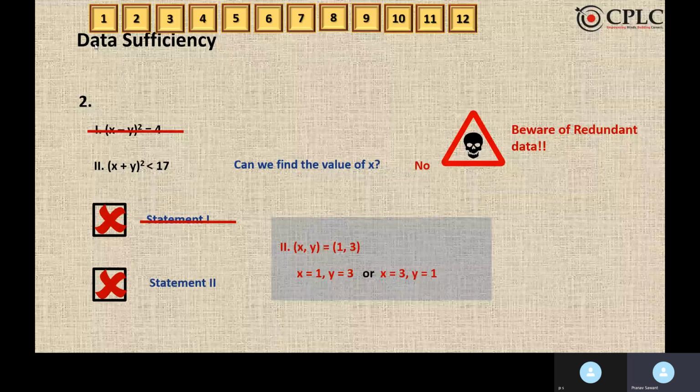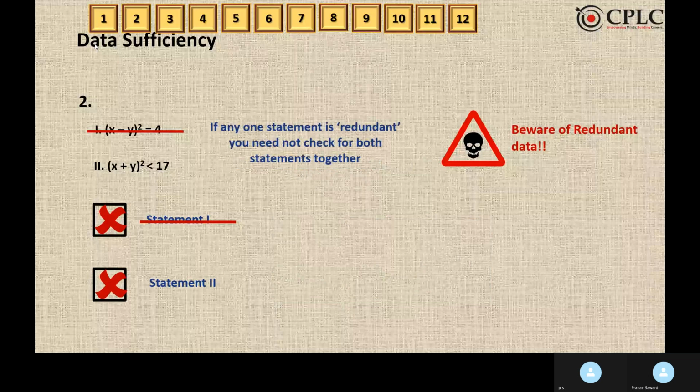Hence, statement 2 will also not give us the answer. Now, if any one statement is redundant, you need not check for both the statements together. You can mark directly option 5, that is, data inconsistent or more data is required to answer the question.